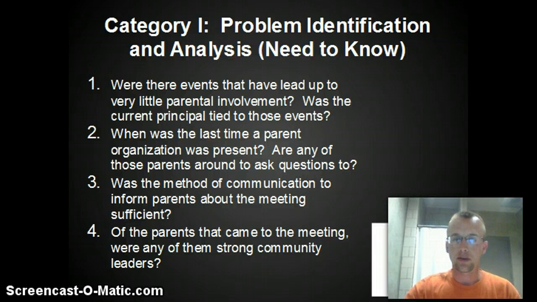And the last thing that I would like to know is, of the parents that came to the meeting, were any of them strong community leaders? It's going to be very important, if these are strong community leaders, that you are definitely not leaving the meeting with them present and saying, well, there's not enough people here, that's why we're not having this meeting. Because those people, being strong community members and leaders, they're going to go back and tell everybody they know. And it's just going to make it that much harder to start any kind of committee or advisory council or parent organization.